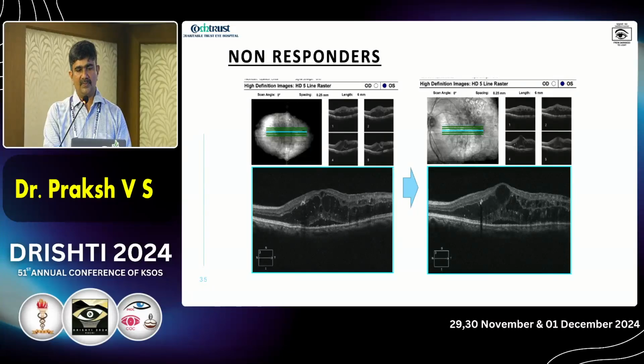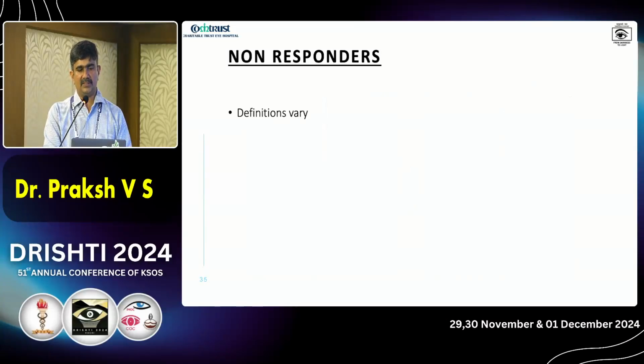No need to switch. But then there is a group of patients like this who are not responding at all. You are not getting even 10% improvement in macular thickness. Then what will you do in these cases? Or sometimes, as in this case, it can even be worsening after intravitreal injection. These are known as non-responders.